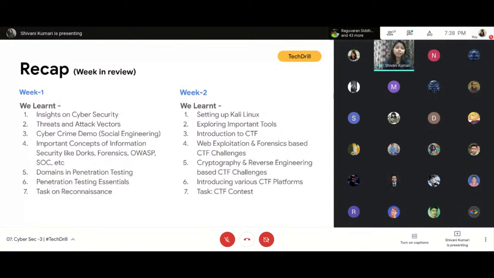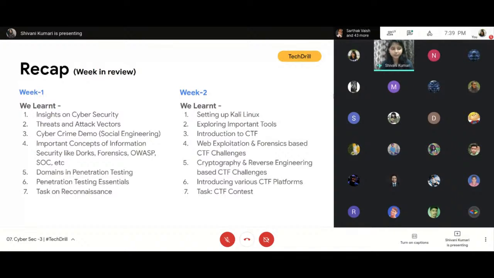Then we had web exploitation and forensics based on CTF challenges. We had a hands-on session on web exploitation and forensics based CTF challenges, and on the next day we had CTF challenges on cryptography and reverse engineering.